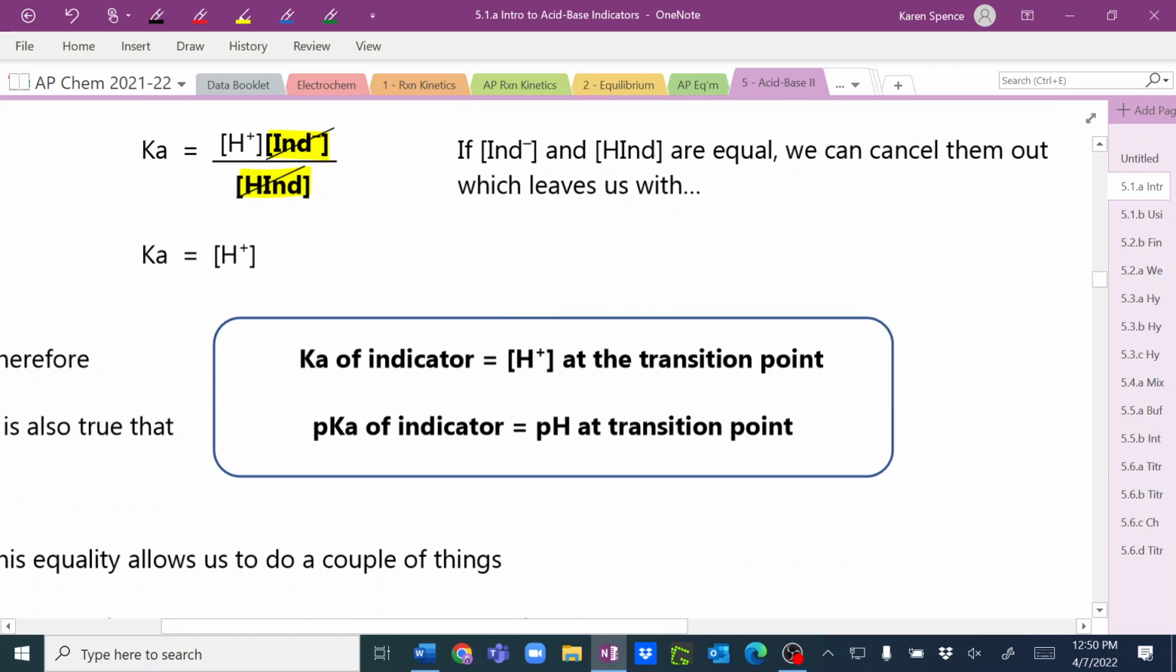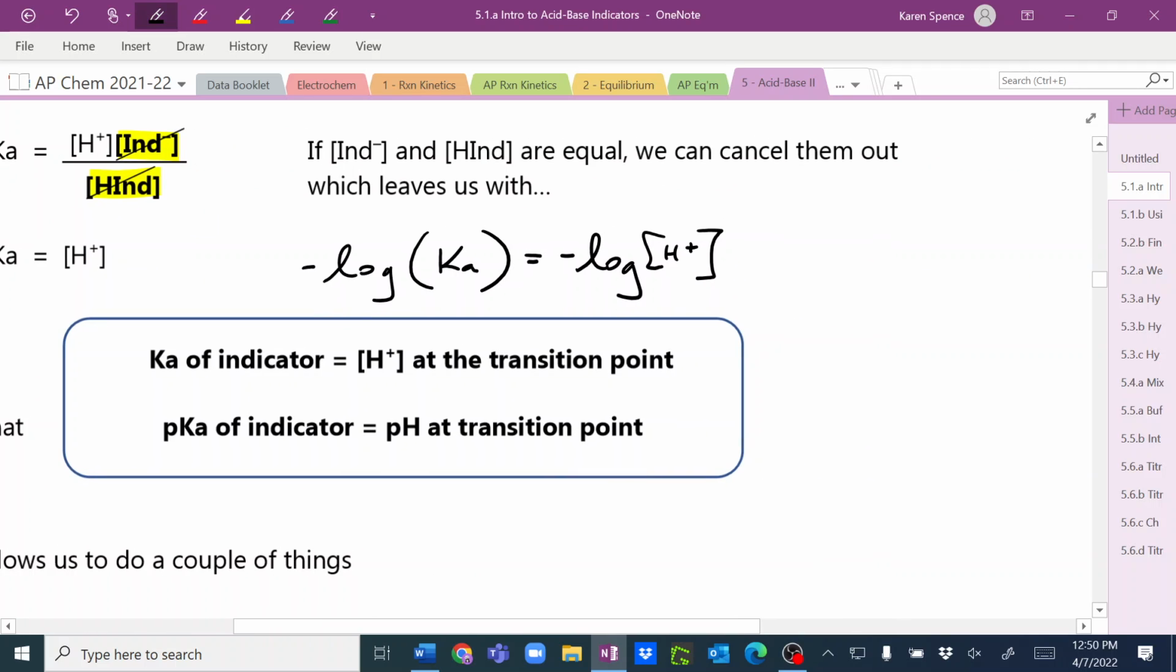And you can also then take the negative log of that entire thing. Which then gives you, what is the negative log of Ka? pKa. And what is the negative log of H plus? pH. So at the transition point, Ka is equal to H plus and pKa is equal to pH, which is a very nice relationship to know, okay?